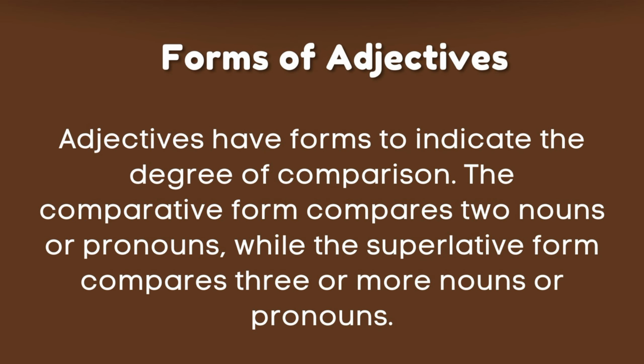Now let's talk about forms of adjectives. Adjectives have forms to indicate the degree of comparison. The comparative form compares two nouns or pronouns, while the superlative form compares three or more nouns or pronouns. There are basically three forms of adjective. The first one is positive form, second is comparative form, and the third one is superlative form.